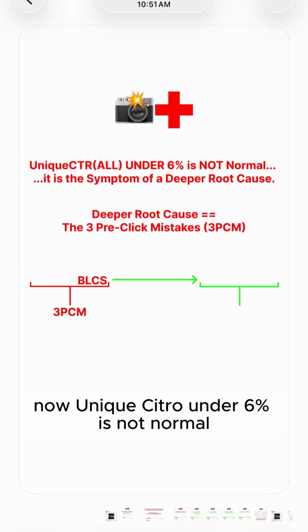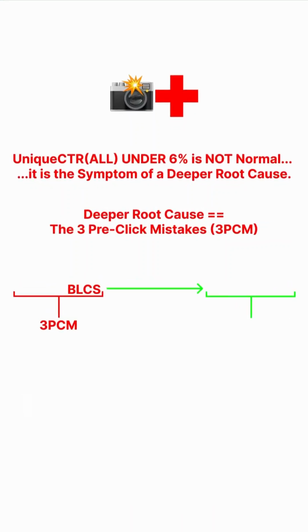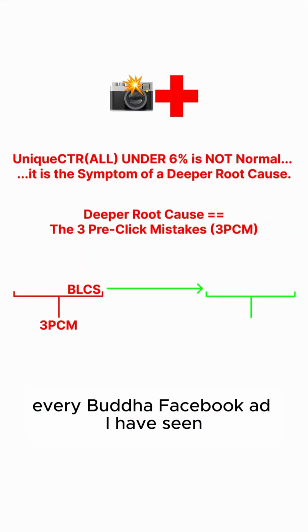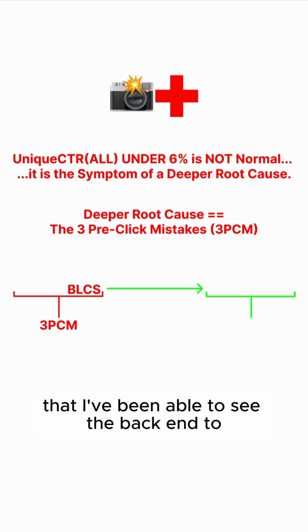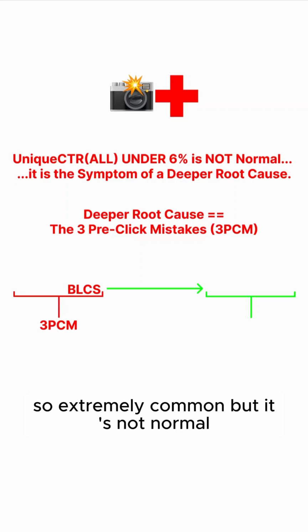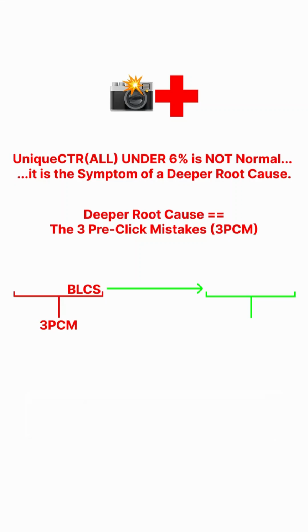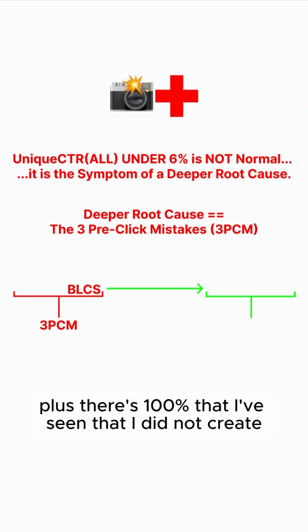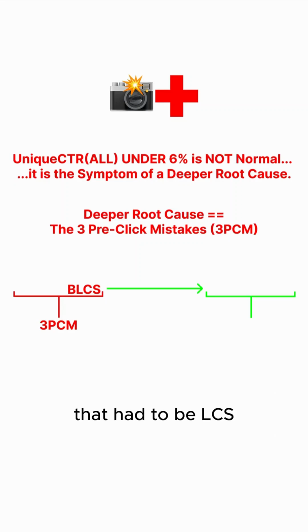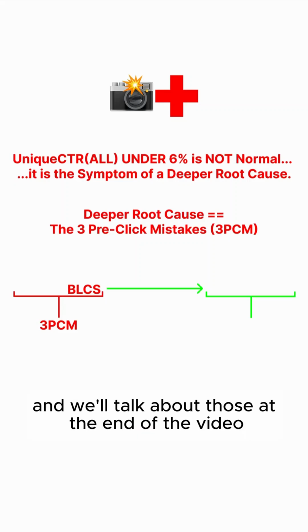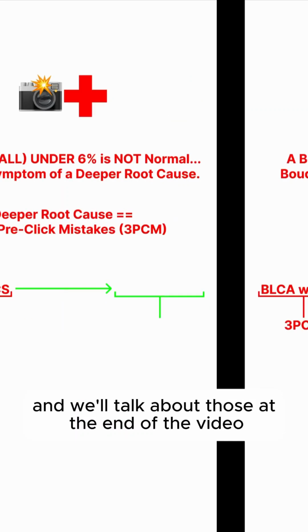Now, unique CTR under 6% is not normal. Extremely common, I believe, every boudoir Facebook ad I have seen that I've been able to see the back end to, or I've tested myself, has had a unique CTR under 6%. So extremely common, but it's not normal. It's actually the symptom of a deeper root cause. This is 100% of those that I've seen that I did not create that had BLCS. So the deeper root cause are the 3 pre-click mistakes, and we'll talk about those at the end of the video.